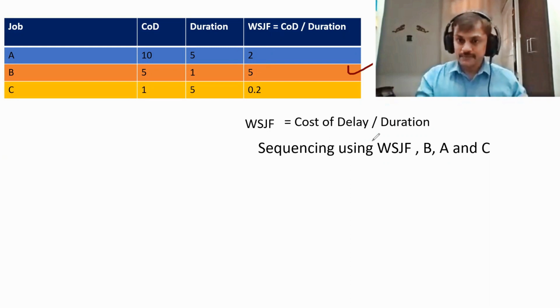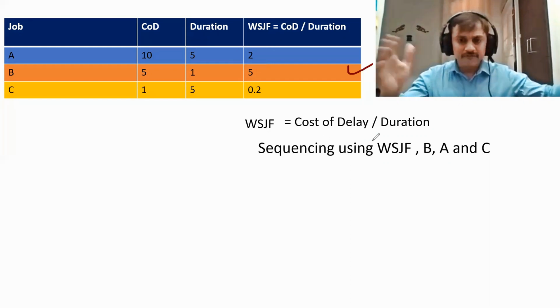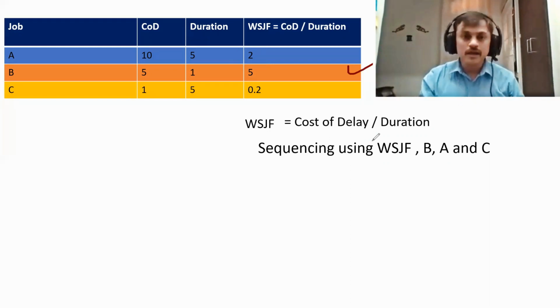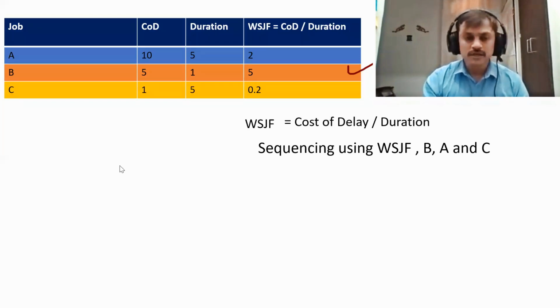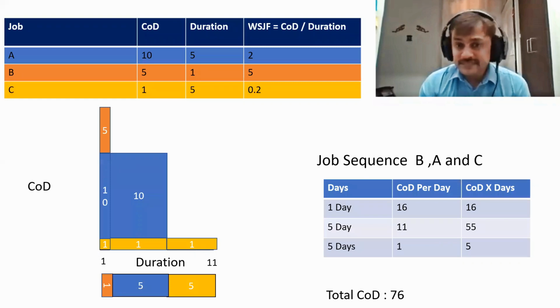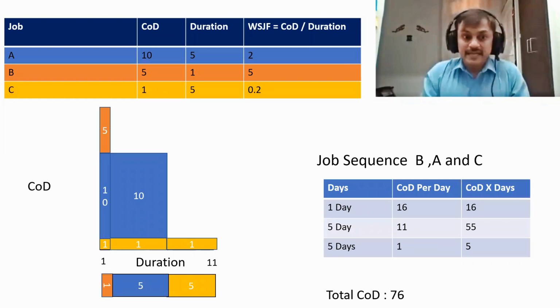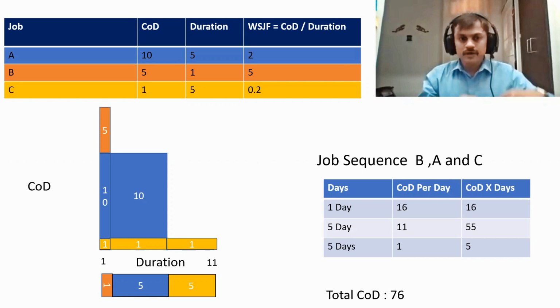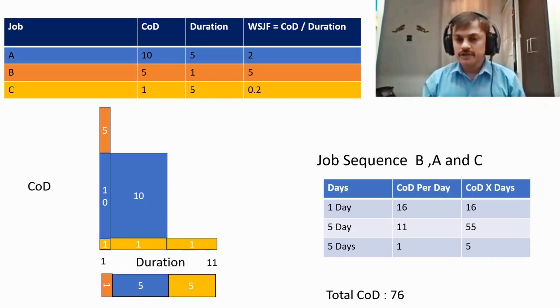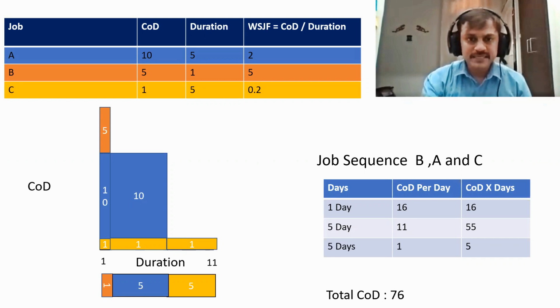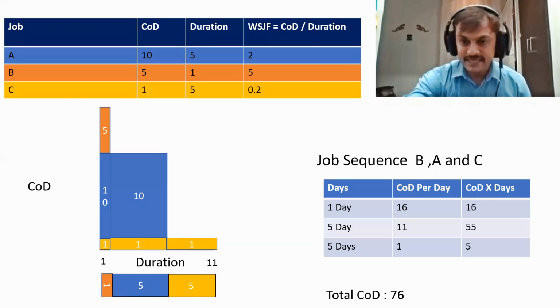Now let's validate that. The way we plotted that 11-day graph, let's plot the same graph again and see what happens when we sequence it B, A, and C in this pattern. I am going to the second plot, and here you can see on day 1, nothing is finished. On the morning of day 1, you anyway pay $16: $10 for job A, $5 for job B, and $1 for job C. So day 1 is as it is.